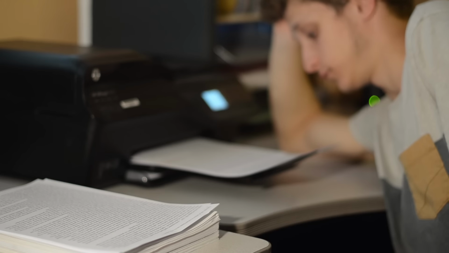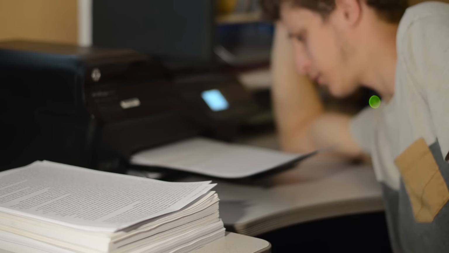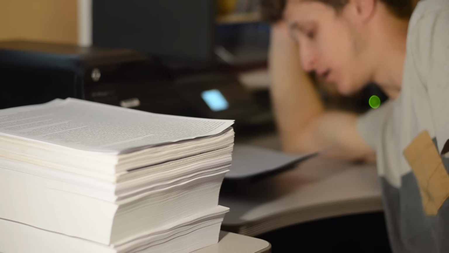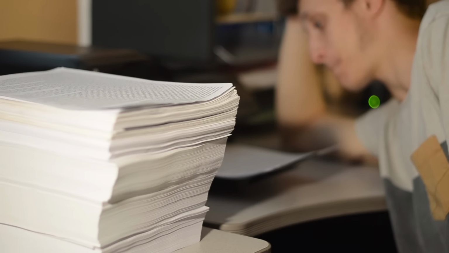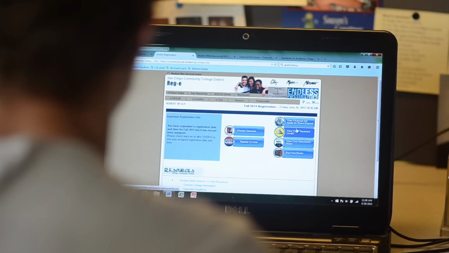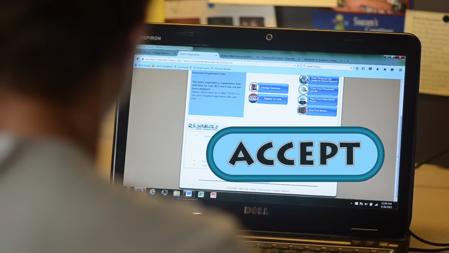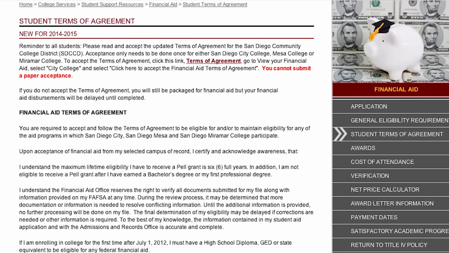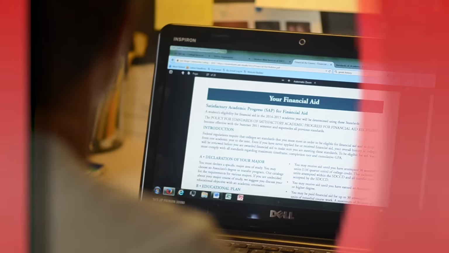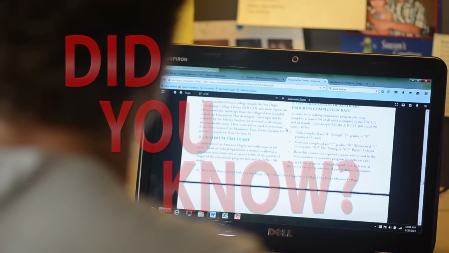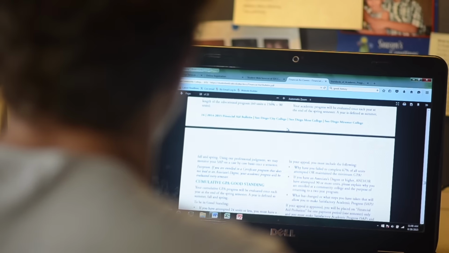There are lots of rules and regulations to remain eligible for financial aid. We've summarized the most common ones in our terms of agreement, which may seem endless, but it's really just this long. You can read the terms of agreement online in Reg E. After reading it, you need to click the Accept button so we know you've reviewed this vital information. But did you know? You only need to do this process once, and it's valid for all colleges in the San Diego Community College District.